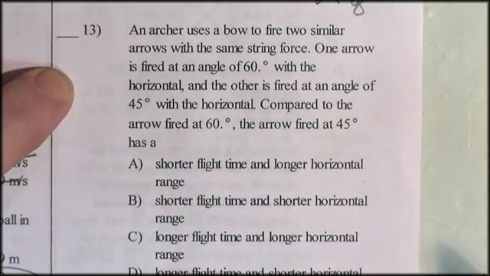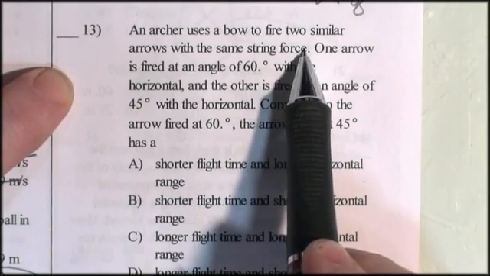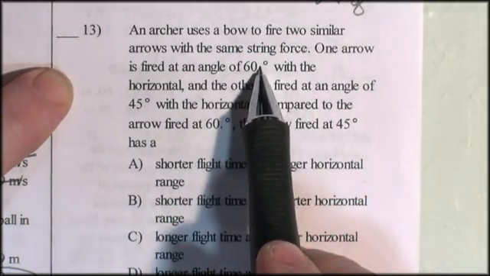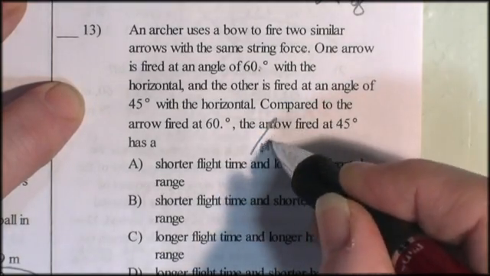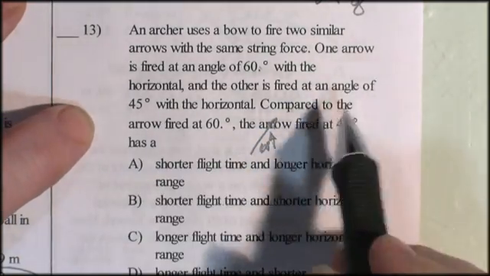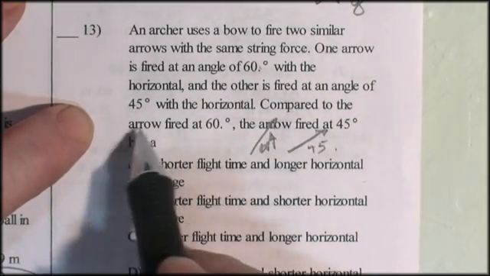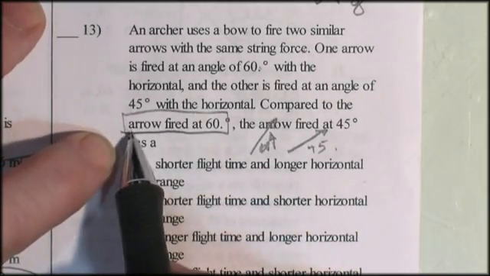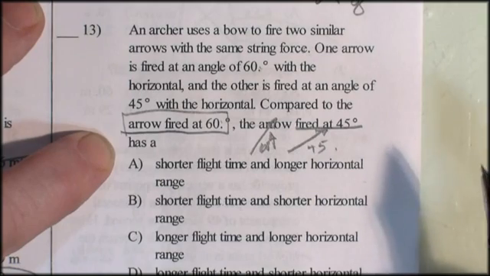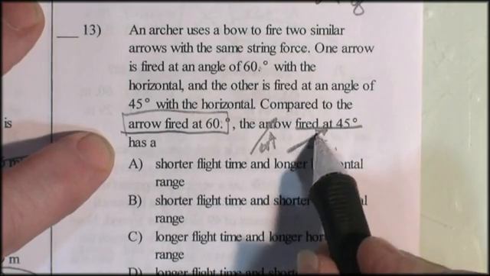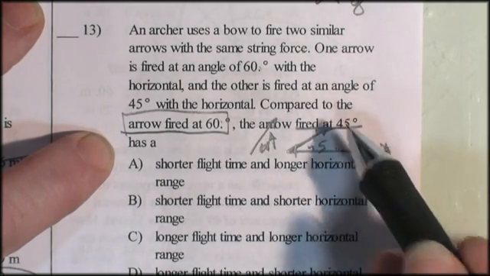Okay, question 13. An archer uses a bow to fire 2 similar arrows with the same string force, which indicates the initial velocity should be the same for both of them. One arrow is fired at 60 degrees, and one arrow is fired at 45. Compared to the arrow fired at 60, so we're asked to think about the one fired at 60, and 45 will be. Well, let's talk about range. We know that 45 degrees gives you maximum range. So we want to find an answer that says more range.